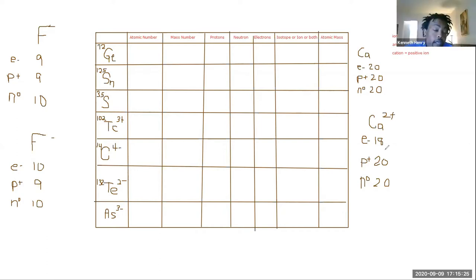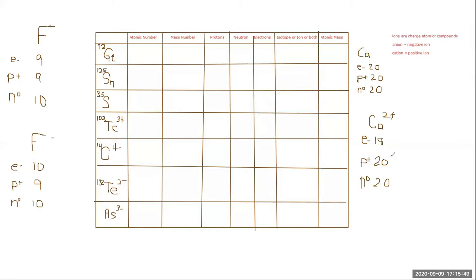So two of them aren't going to be balanced? Is that what you're telling me? So 18 of them will be balanced. So that means I'm going to have a plus two charge, right? Because I'm going to have two positive charges that are going to be left over. Do you guys see that?